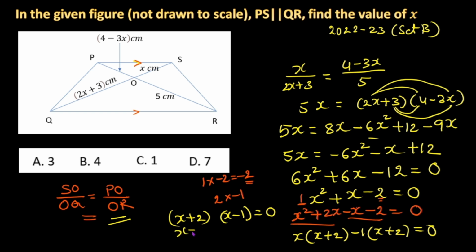So X is equal to minus 2 or X is equal to 1. We know X is a distance, given in centimeters, so it cannot be negative. That's why X is equal to 1. The answer for this question is 1.